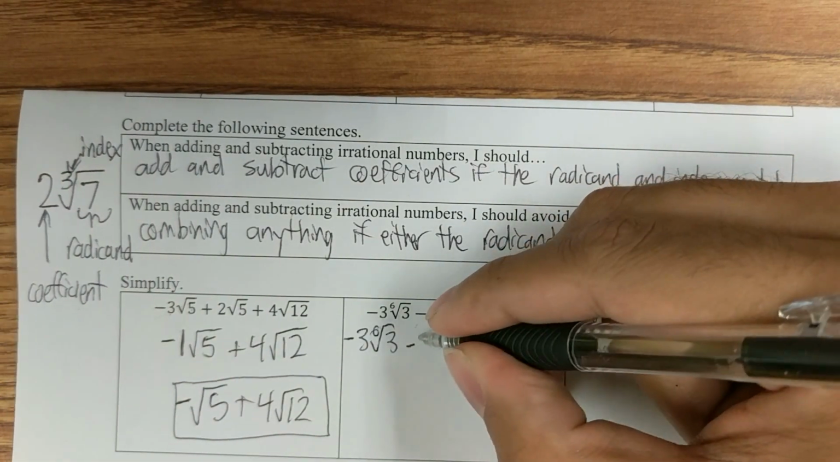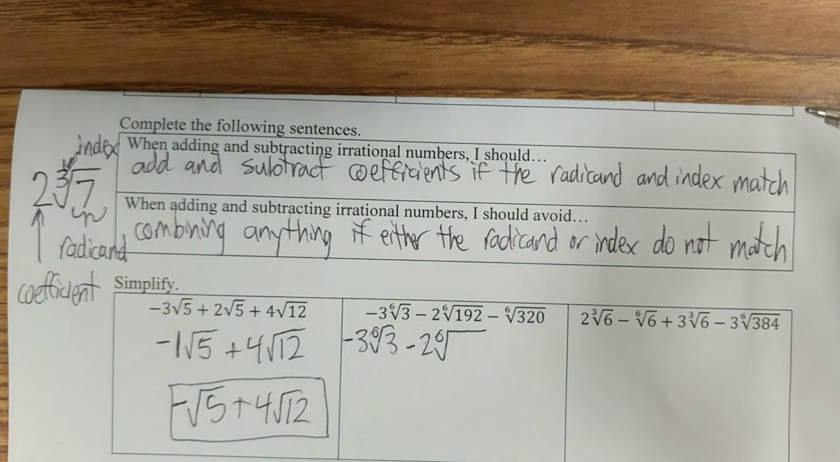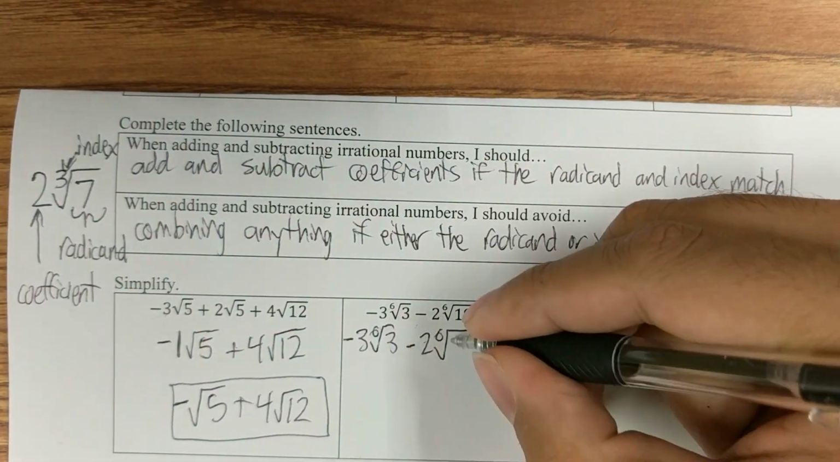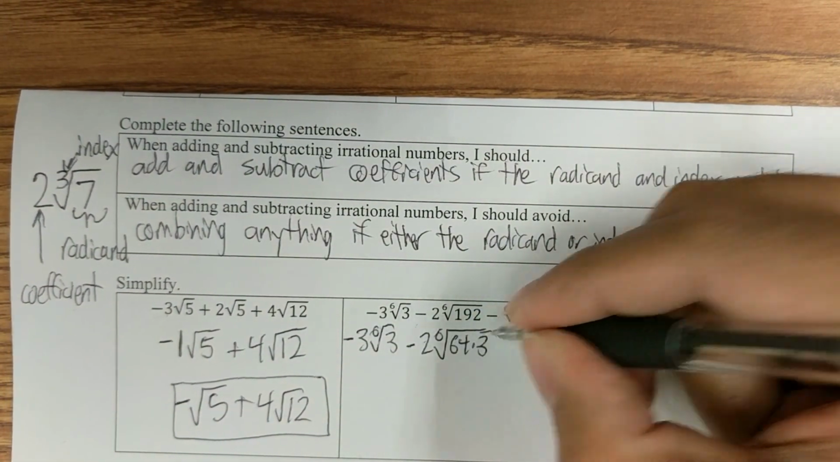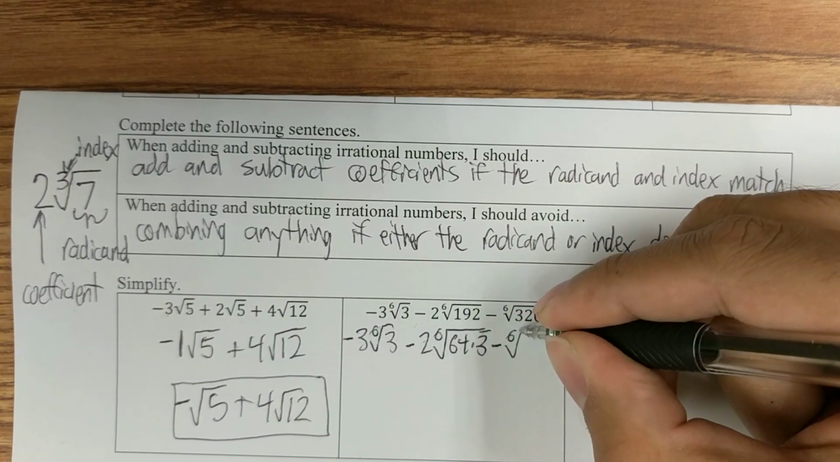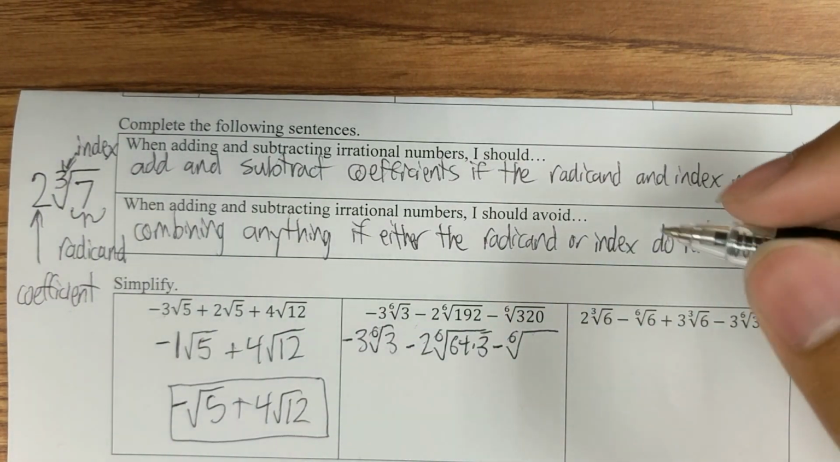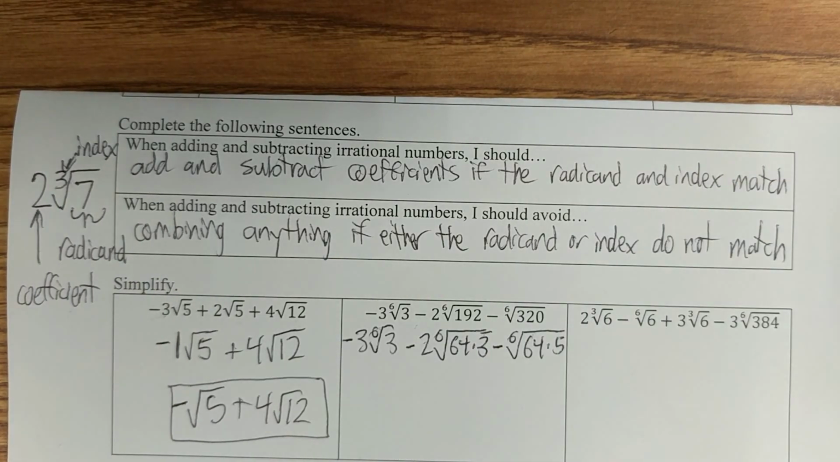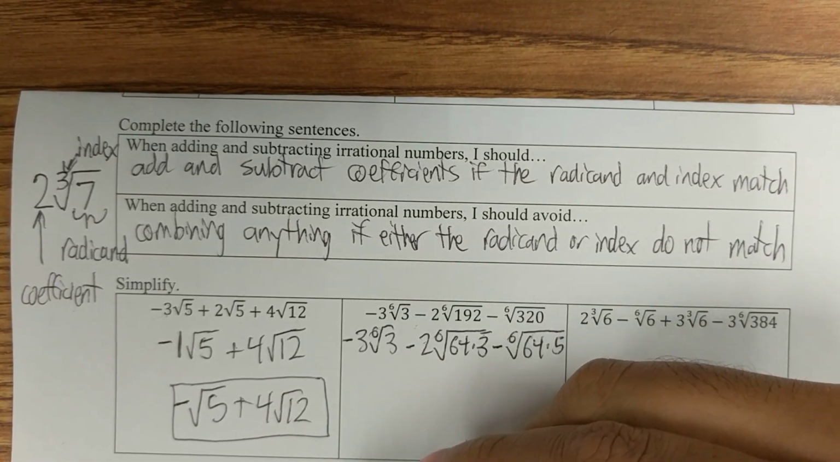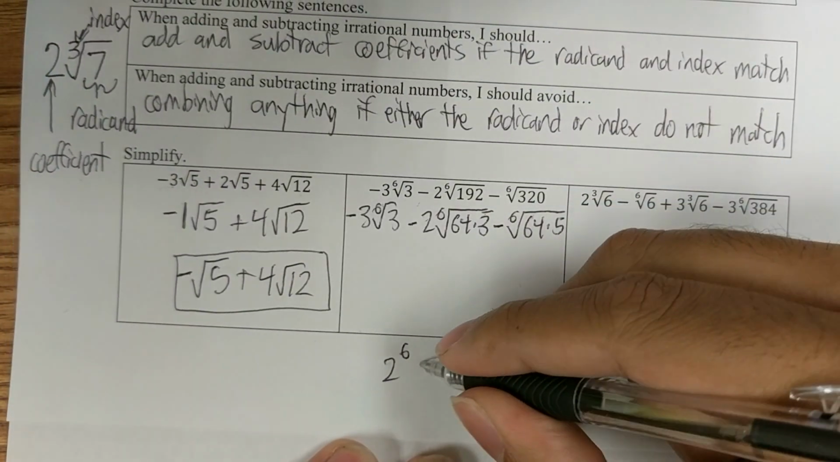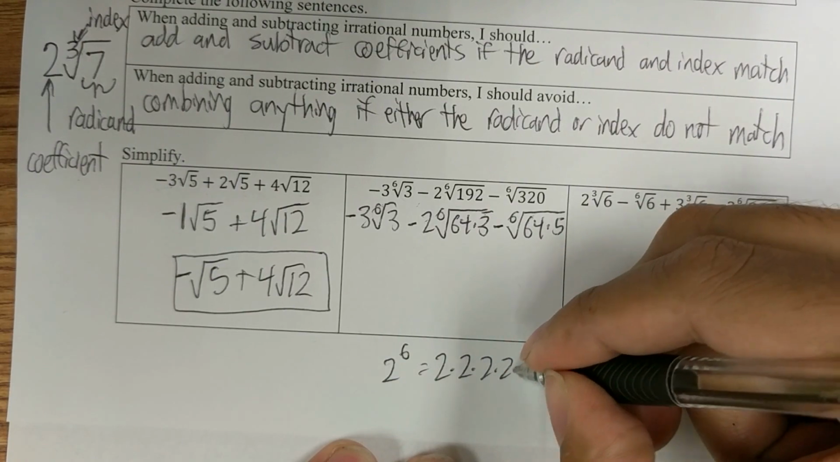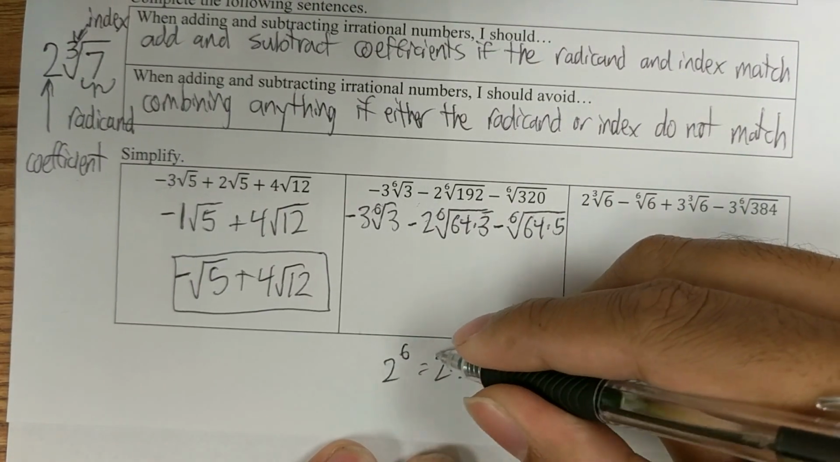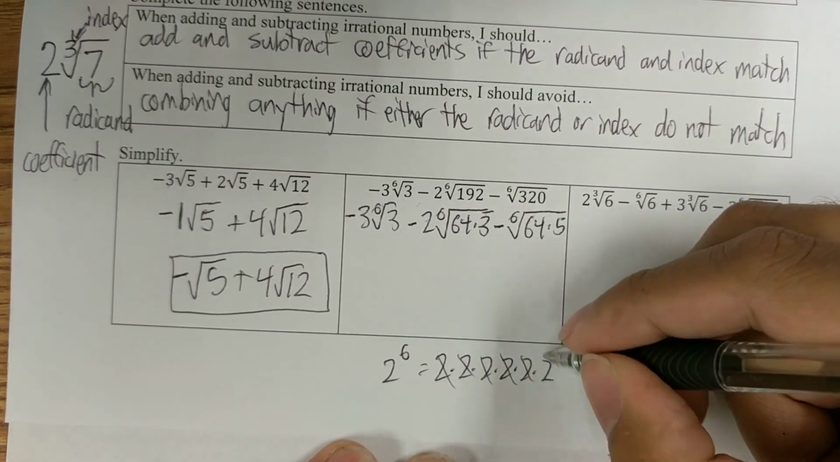This 192, however, is the product of 64 times 3. And this 320 is the product of 64 times 5. Why is the number 64 significant? Well, if you calculate 2 to the 6th power, you get 2, 4, 8, 16, 32, 64.